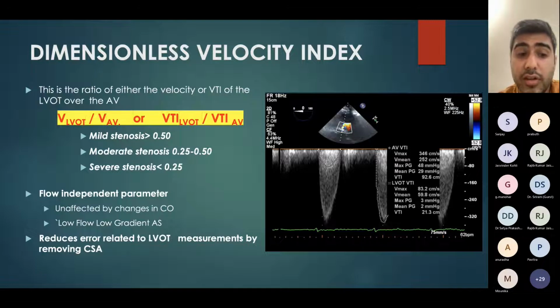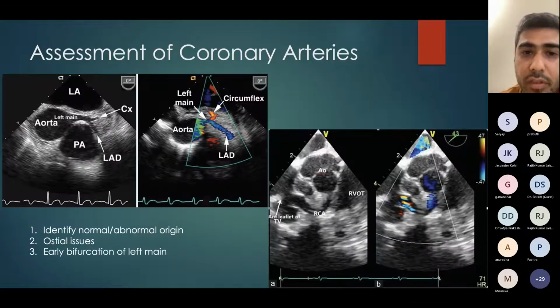The basic advantage is that it is a flow independent parameter, and it is unaffected by changes in the cardiac output. More so, it's very important in patients who have low flow, low gradient aortic stenosis. It reduces the error related to the LVOT measurements by removing the factor of the cross-sectional area.